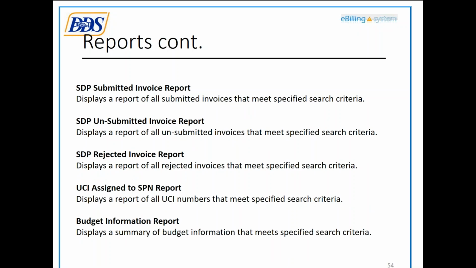We also have the SDP submitted invoice report and the SDP unsubmitted invoice report. Those bring up the SDP invoices that are submitted or not submitted, depending on the report and the criteria. We have the SDP rejected invoice report. This will display a report of rejected invoices. I believe some of these are admin reports. We also have the UCI assigned to the SPN report. This will display a report of the UCI numbers that meet specified search criteria. And then the budget information report. This displays a summary of the budget information that meets the search criteria.